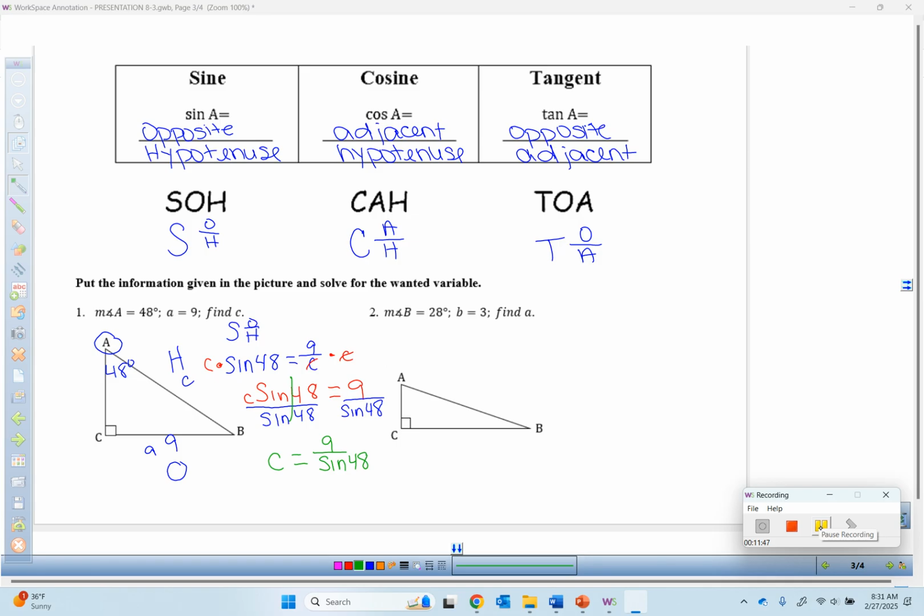Okay, so everybody should have come up with, and I'm going to use an approximation because we got a decimal, so we're going to be rounding, and everybody should have had 12.1. Okay, next one. It says the measure of angle B is 28 degrees.